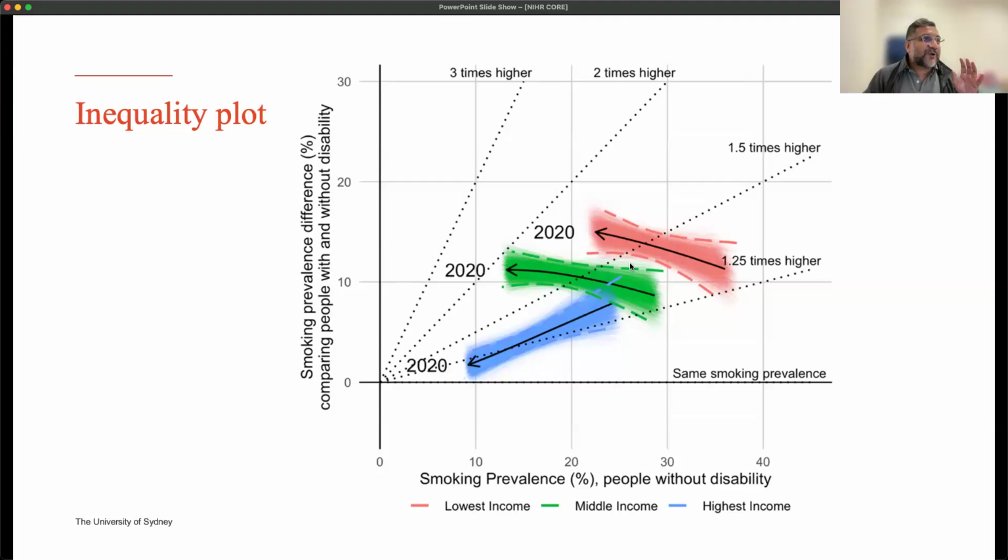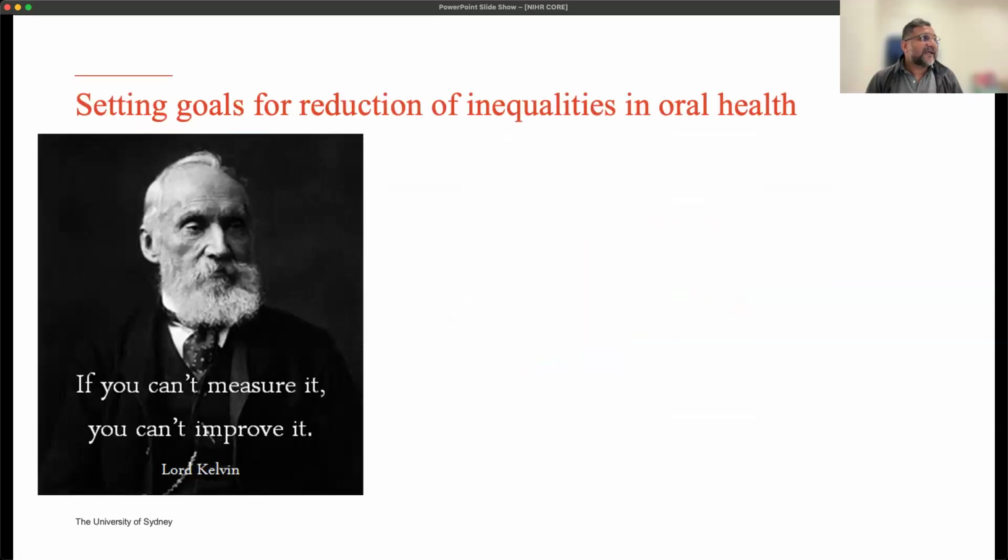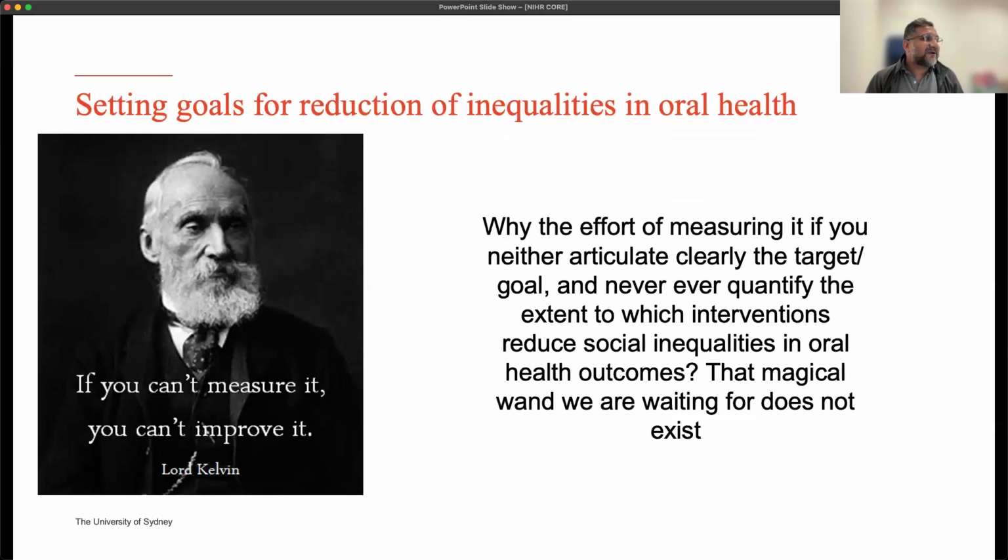But as you go in the low income group, both the relative and absolute inequality is going up. It's really interesting, the contrast you can see. So that's where I think the tools used for monitoring inequalities and presenting that to policymakers can be much more powerful in oral health.